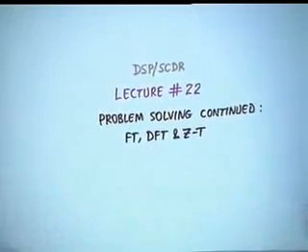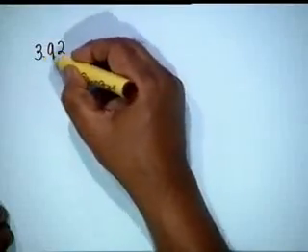Problem solving on Fourier transforms, discrete Fourier transform and Z transform. The problem that we start with is 3.92.